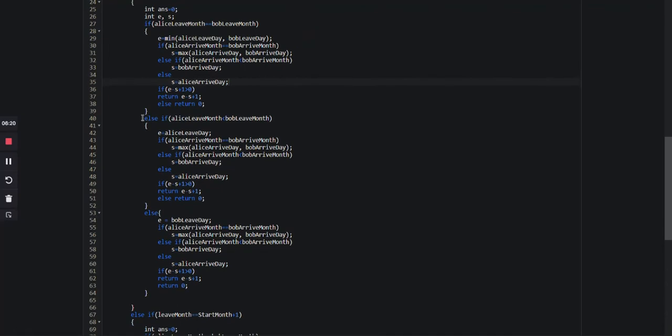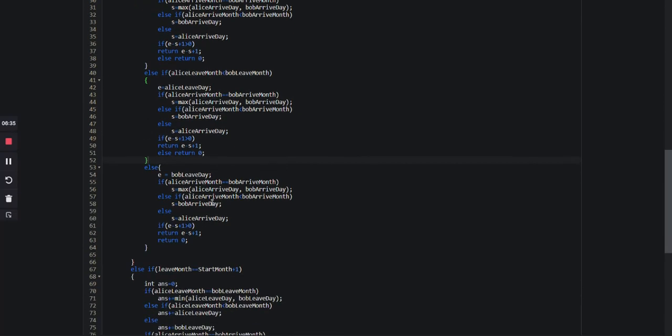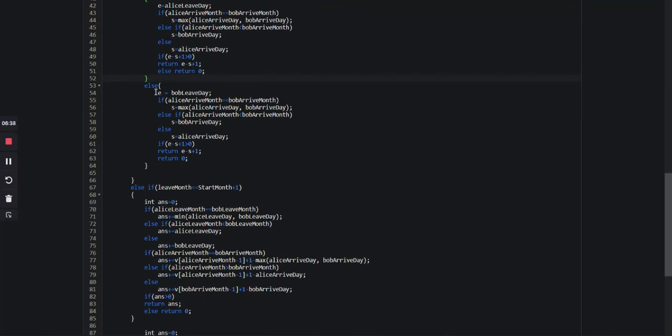Similarly, we can consider another case when Alice is leaving earlier than Bob. In that case, our endpoint will be Alice's leave day, and we can do the same thing as above to find the starting point, and we can again return n minus start plus 1. Similarly, if Bob is leaving before Alice, then we can consider the end day as Bob's leaving day, and similarly we can find the start point like we found it above, and we can return n minus start plus 1. And one more thing, if n minus start plus 1 is positive, then only we will return that. Otherwise, if it is negative, we are going to return 0. That is, there is no overlap.